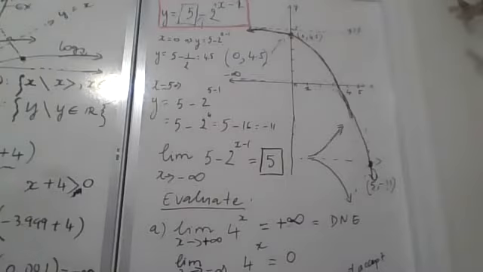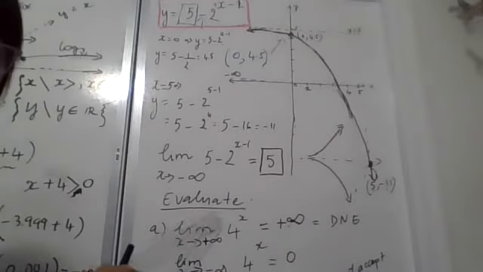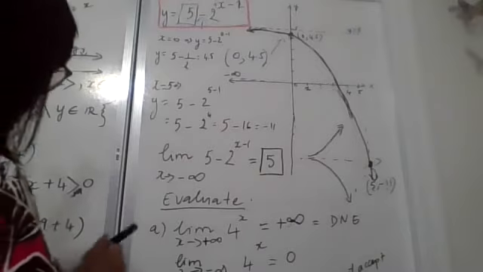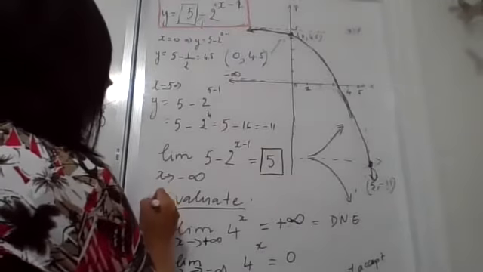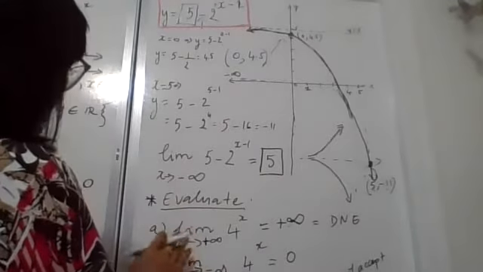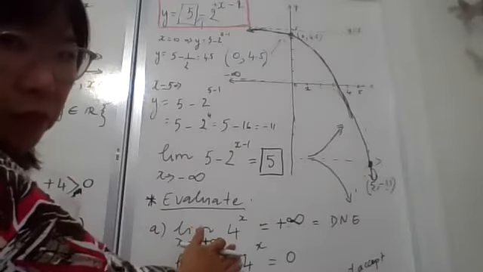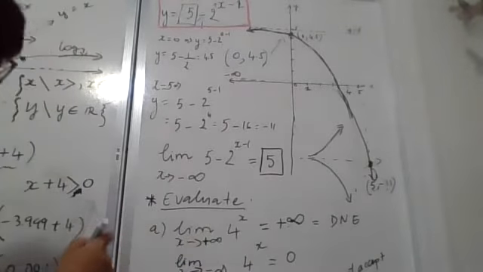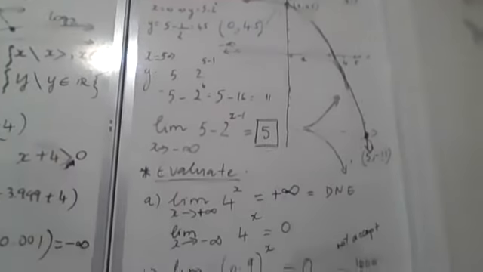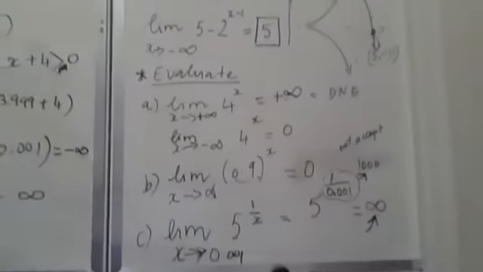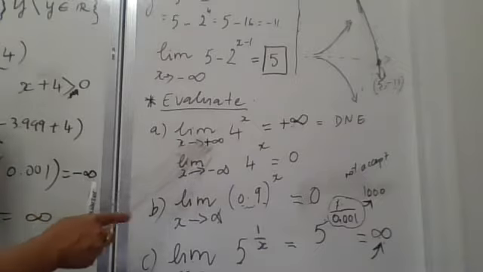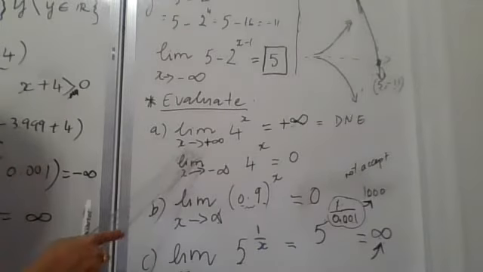Now, let's move down this way. Let's say I ask you to evaluate the limit of the function 4 to the power x. Then what is your answer? So let's look down here. The question is, what is the limit of 4 to the power x when x approaches positive infinity?